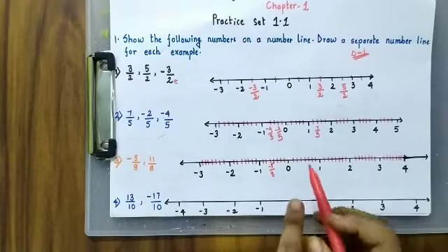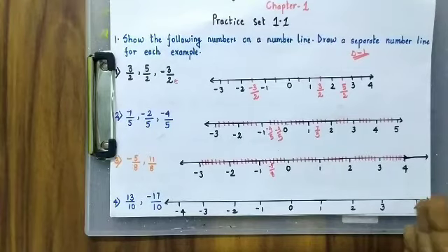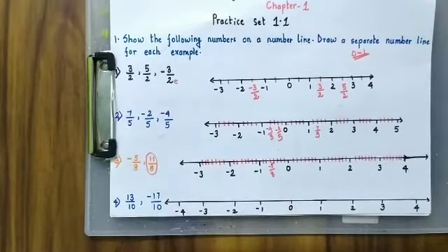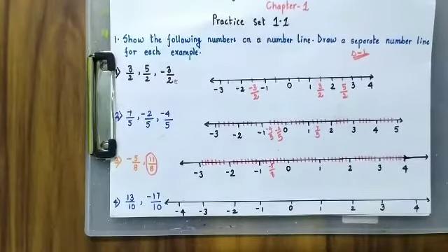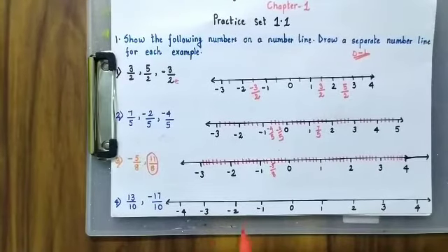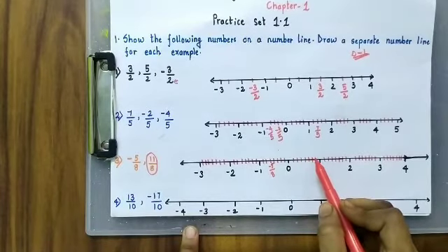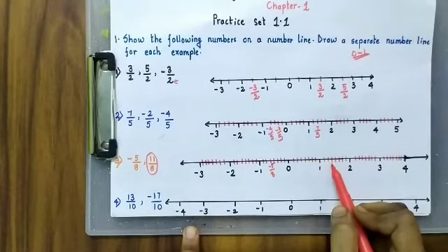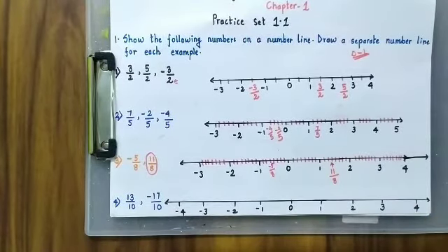Now 11 by 8, as it is positive, we are going to move towards right from 0. But now see here, you will see that the numerator is greater than the denominator. Whenever the numerator is greater than the denominator, I have explained this in my earlier video. If you have not yet seen it, the link is provided in the description box. There are two ways to solve. Either you will just go on counting 1, 2, 3, 4, 5, 6, 7, 8, 9, 10 and 11. The number will lie here. So either you can directly write 11 by 8, or you have to convert it into a mixed fraction.